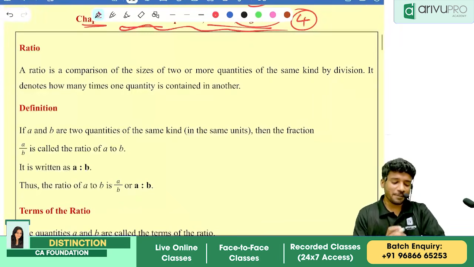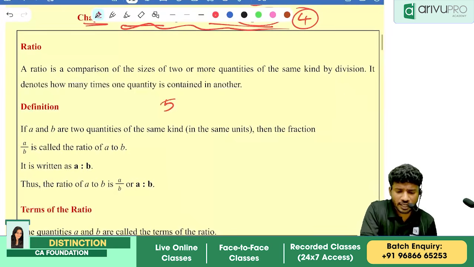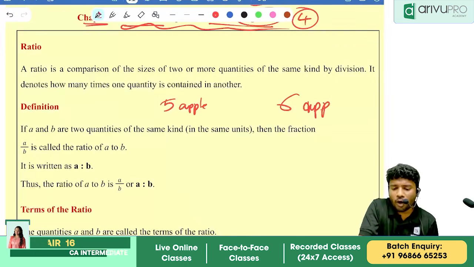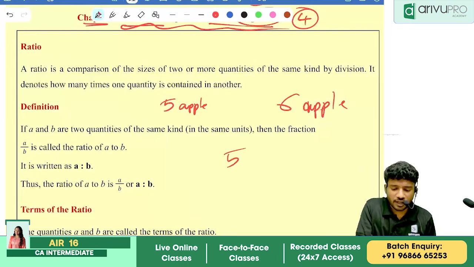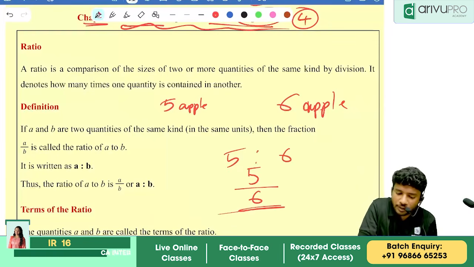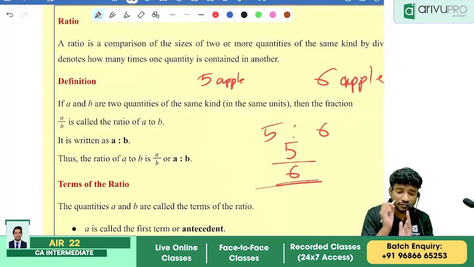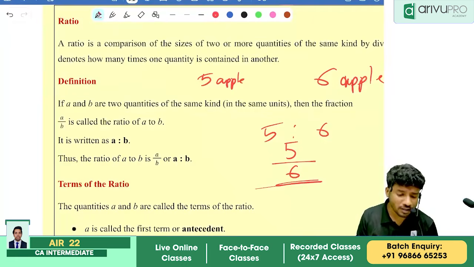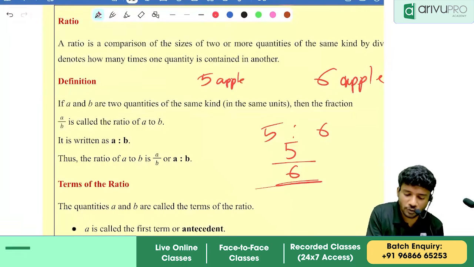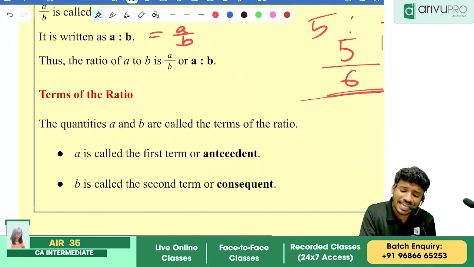Yes. First one, there are 2 quantities. If quantity 1 is 5 apples and the second quantity is 6 apples, what is the ratio of apples? 5 is to 6, or I will write it as 5 divided by 6. Whenever I write quantities of the same kind in fractional format, I get the ratio. For example, A is to B can also be written as A by B.